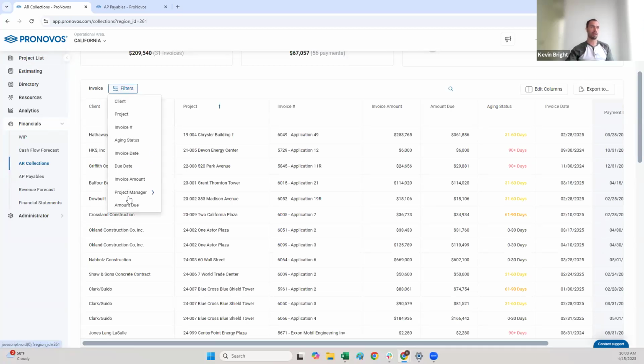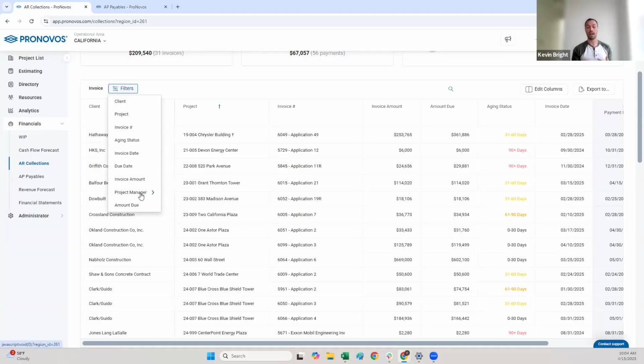I also encourage people to always leverage the filters. The big one that I always like looking at is the project manager filter. It's a really good way, especially if you're giving your PMs access to this tool, to say, hey, go in there, filter on your projects, understand what you have outstanding, and really empower the project managers to take ownership over their invoices and be contacting the clients.